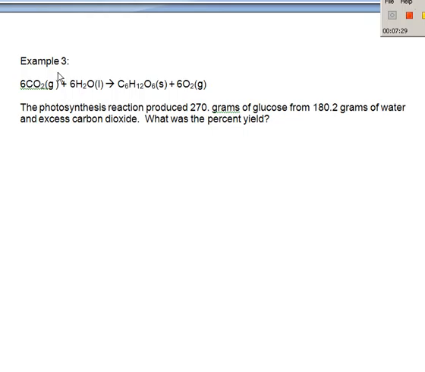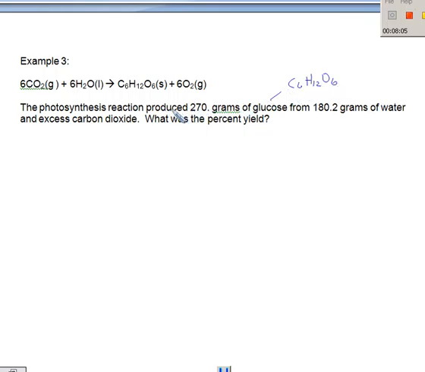This is example 3. The photosynthesis reaction produced 270 grams of glucose from 180.2 grams of water and excess carbon dioxide. What was the percent yield? Well, let's identify first which one of these compounds is glucose. Glucose is the C6H12O6 compound. And let's label what we did here.